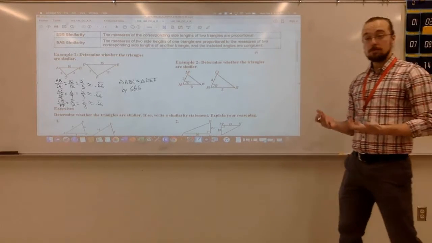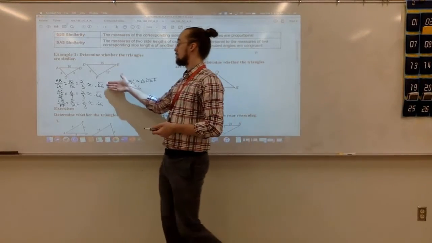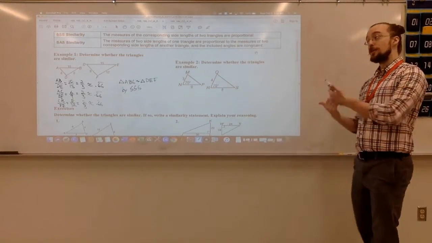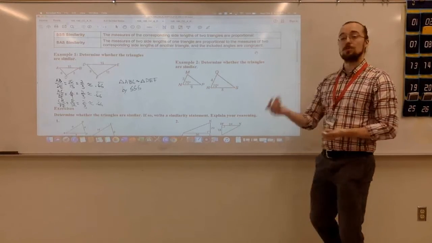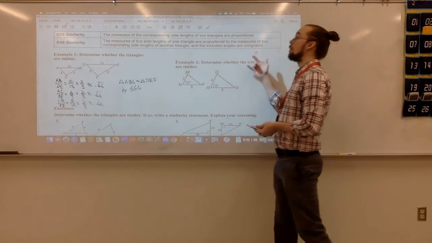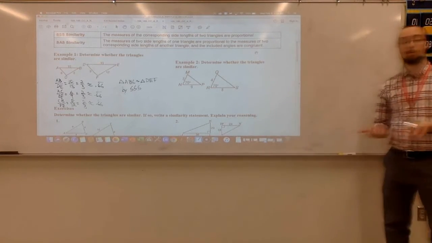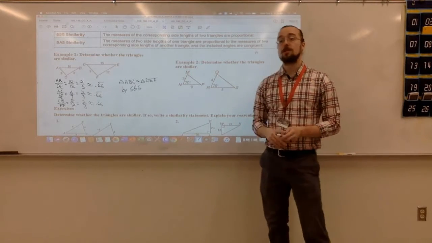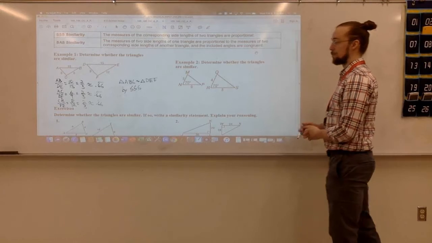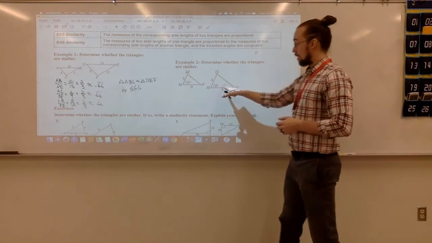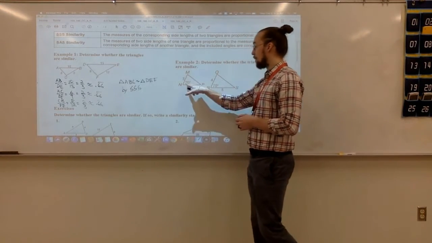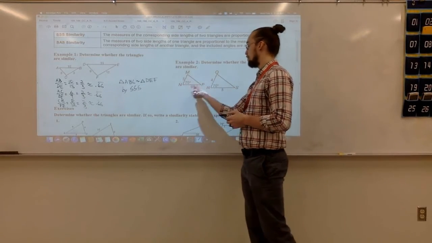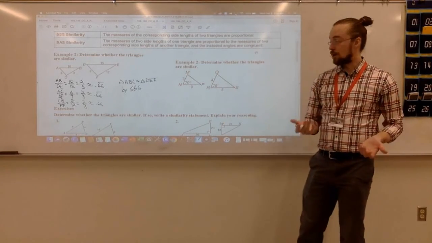Okay, so if all three pairs of sides are proportional, the triangles are similar. The other method is side, angle, side. If we can show that two pairs of sides are proportional, and the angle between them is congruent, then we can say the triangles are similar. In this example, we have a pair of congruent angles. We just want to test then if these two pairs of sides are proportional.